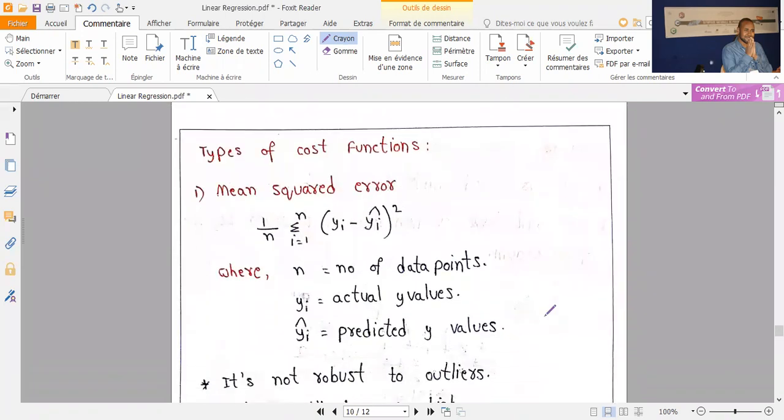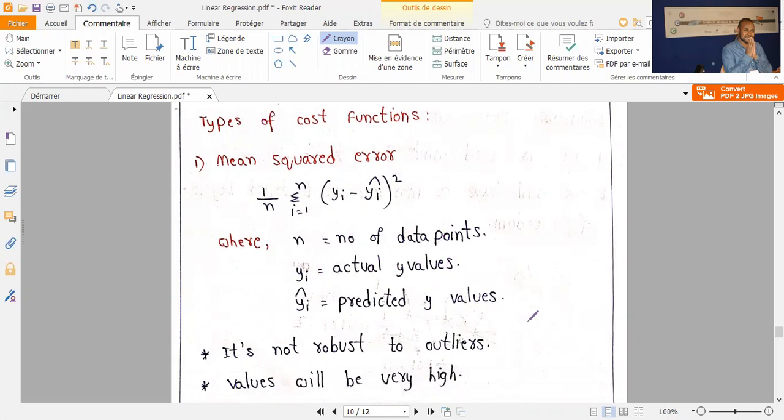Well, we have types of cost functions, of course. So we have the mean squared error. The first type is mean squared error here. This is the formula. Here is the number of points. Maybe we're going to face a huge number of points. At this time, we need a lot of time to calculate all the errors, and we have the actual value and we have the predicted one.